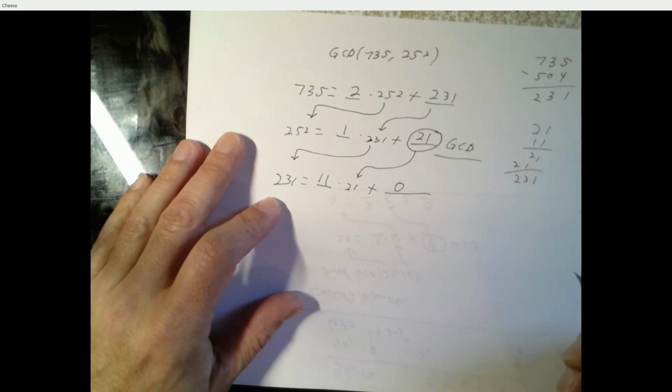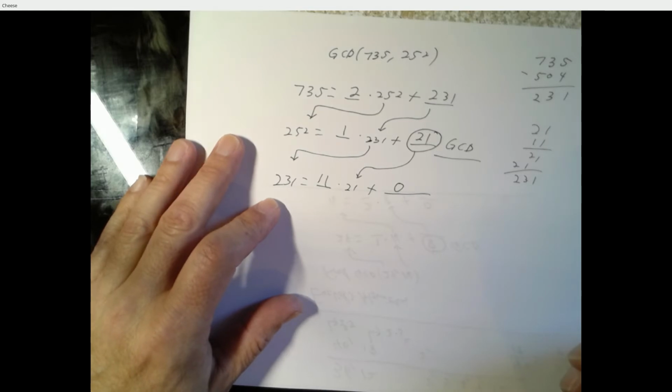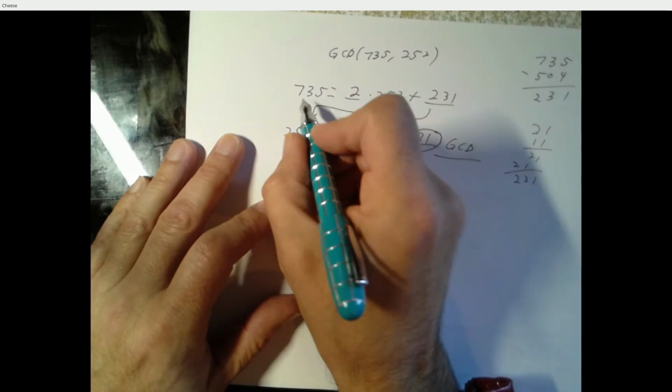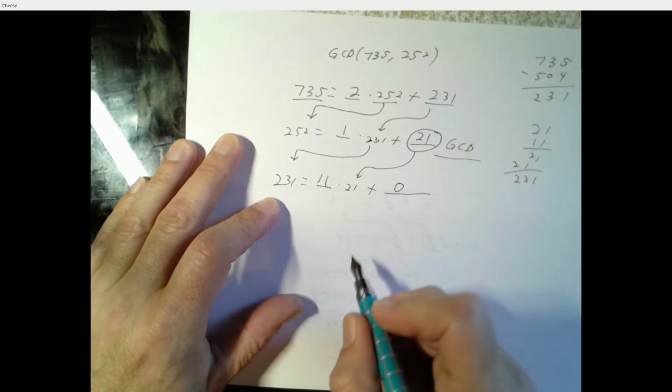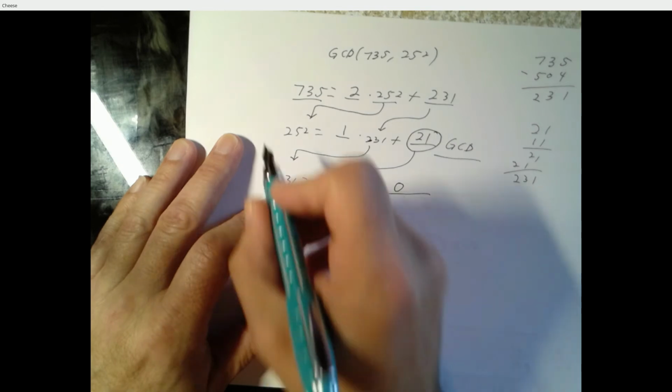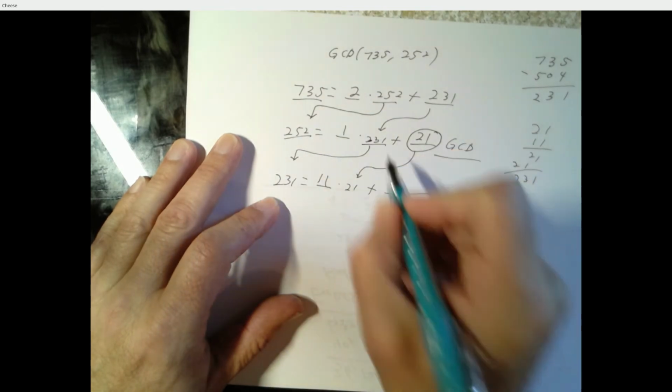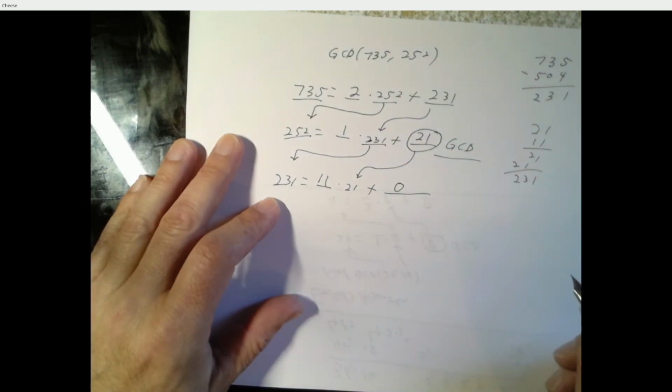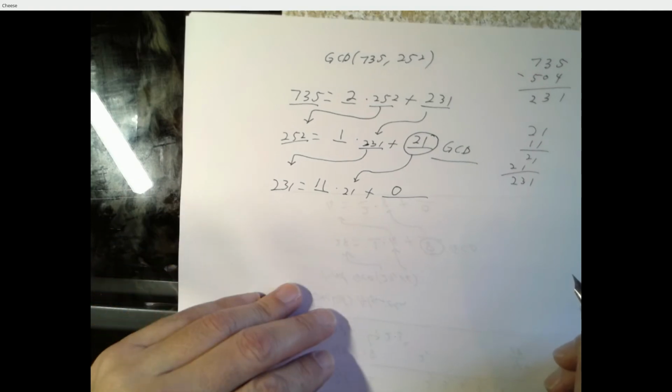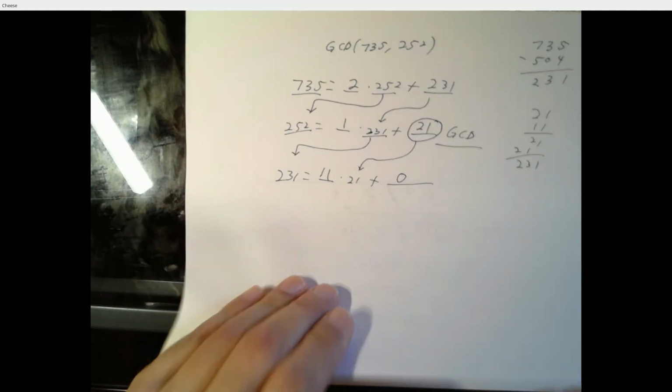We can think about why it works, but you don't need to understand that to be able to use it. But the basic why it works is that the GCD of 735, 252 will be exactly the same as the GCD of 252, 231. And you can write some modular equations to convince yourself of that. All right, so we'll find some GCDs in class.